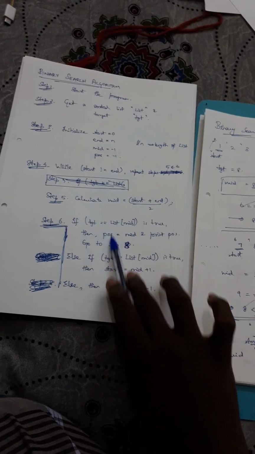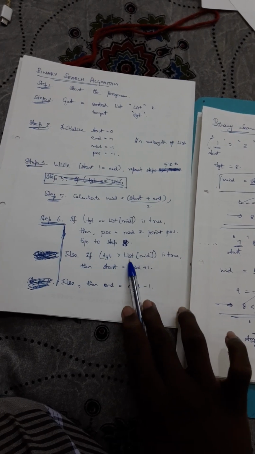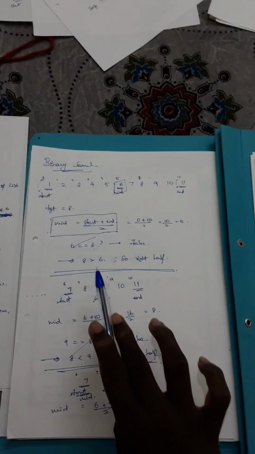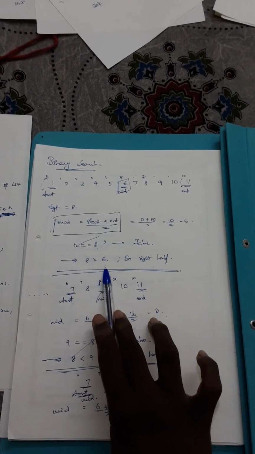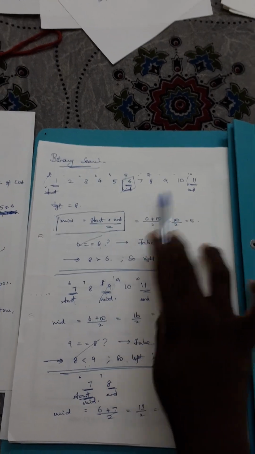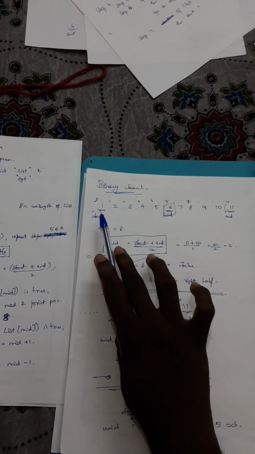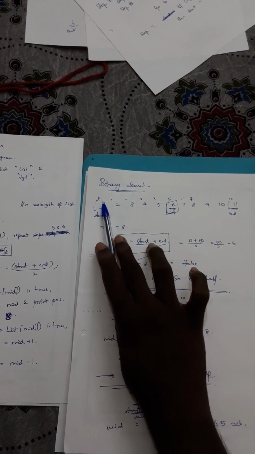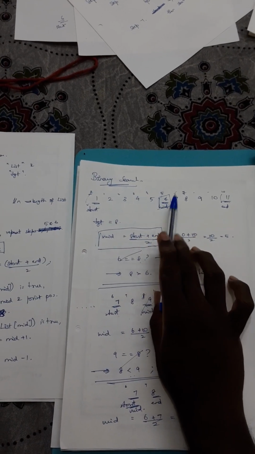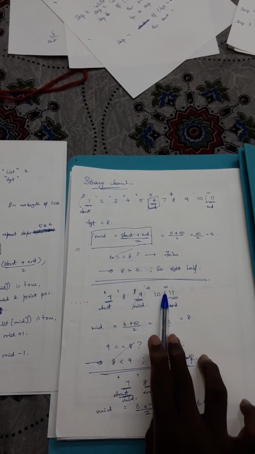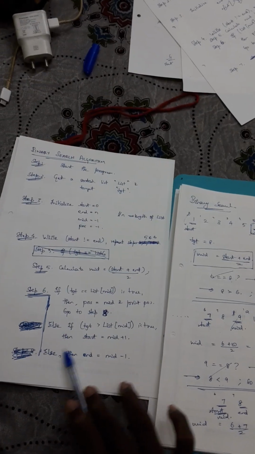If that is false, then you go to checking if target is greater than the middle value. Yes, the target is greater than the middle value. So take the right hand side of this. That is, we change start is equal to mid plus 1. Start is 0 right now, and mid is 5, so mid plus 1 would be 6. So start would be now 6, end would be the same 10, and now we enter the loop again.